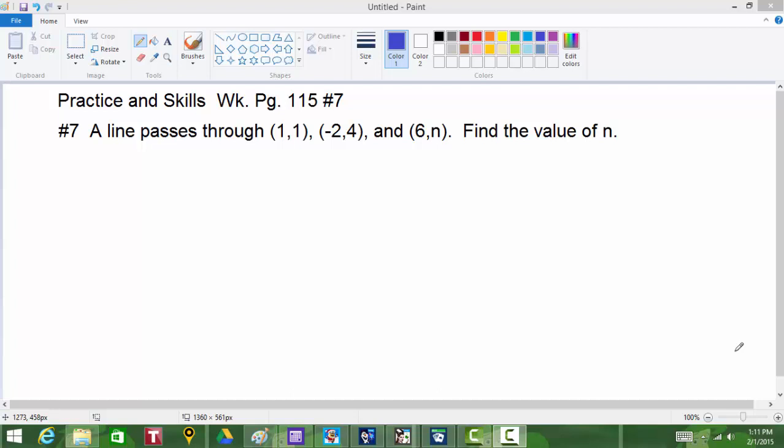This problem is from the Practice and Skills workbook. It's page 115, problem number 7. A line passes through (1, 1), (-2, 4), and (6, n). Find the value of n.